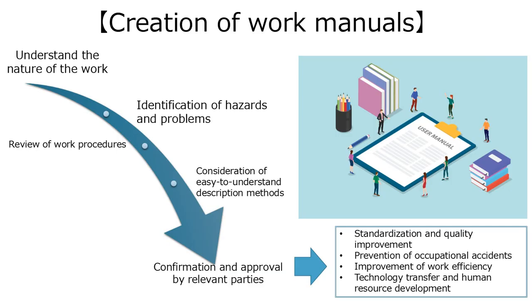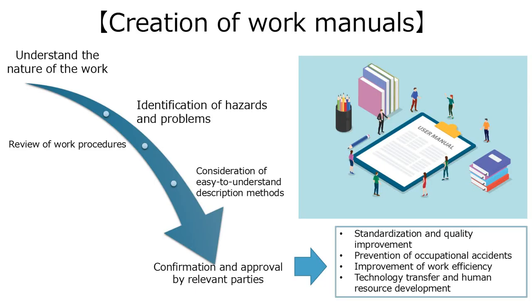Next, here is the process of creating an operations manual. The first step is to understand the work. We gain a thorough understanding of the work at the site and confirm what procedures are necessary. Once we have a grasp of the work, we identify the risks and problems. We identify potential risks and problems that may occur during the work, and then develop ways to deal with them. Once the identification is complete, we consider the optimal work procedures.